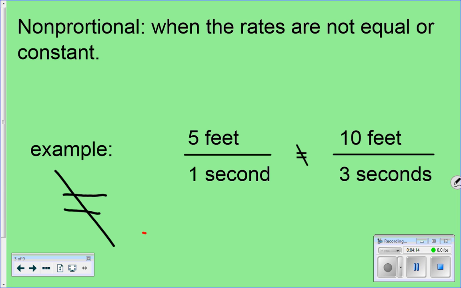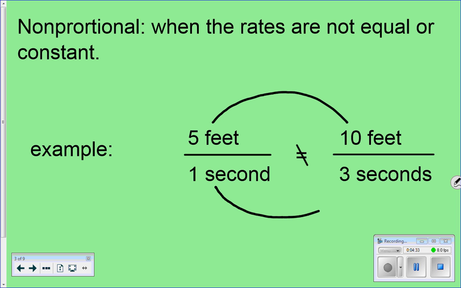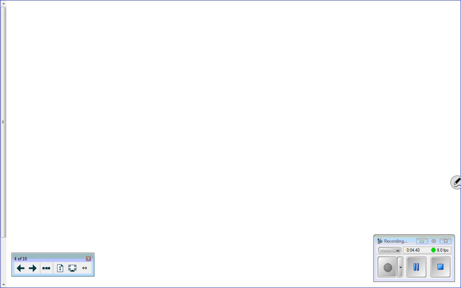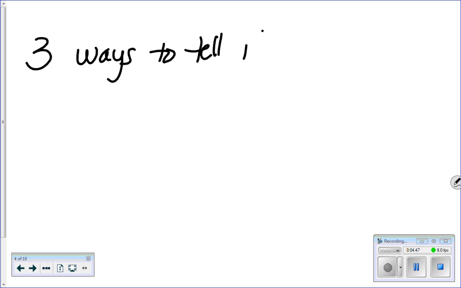Now, if I look at these, they're feet and seconds, but these are not in proportion. Why would these not be in proportion, Brandon? Okay, so let's look at this. I know this doubled is 10, right? What should this doubled be? Is it in proportion? No, it's not. Now let's talk about 3 ways you can tell if something is in proportion. You're going to want to know these.